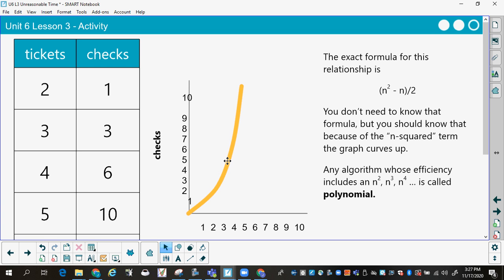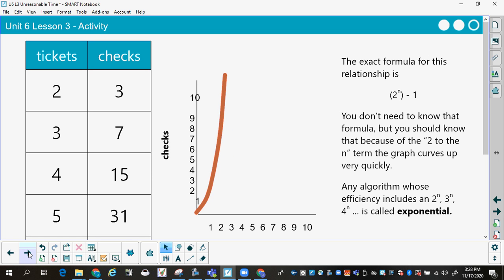Just so you know, the exact formula for this relationship is n squared minus n over 2. You don't need to know that formula. But you should know that because of the n squared term, the graph curves up. It grows rather quickly. Any algorithm whose efficiency includes an n squared, an n cubed, or n to the 4th is called polynomial. It grows quickly, but it's manageable.